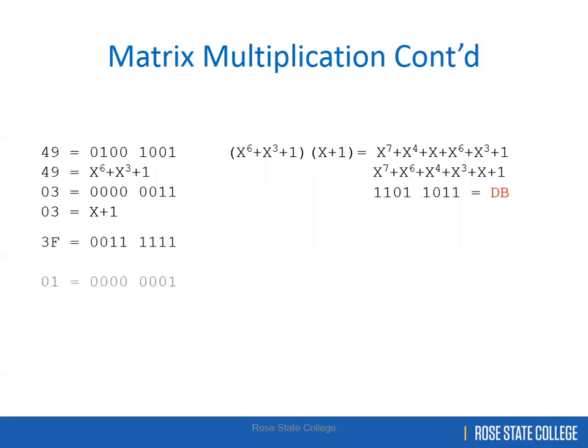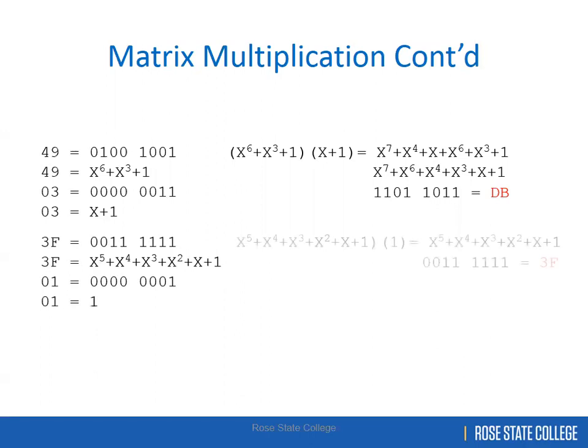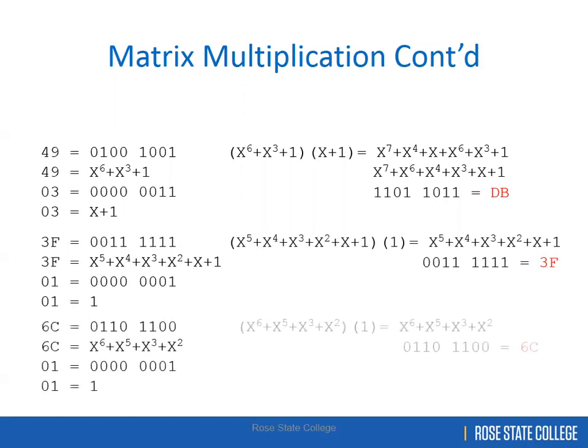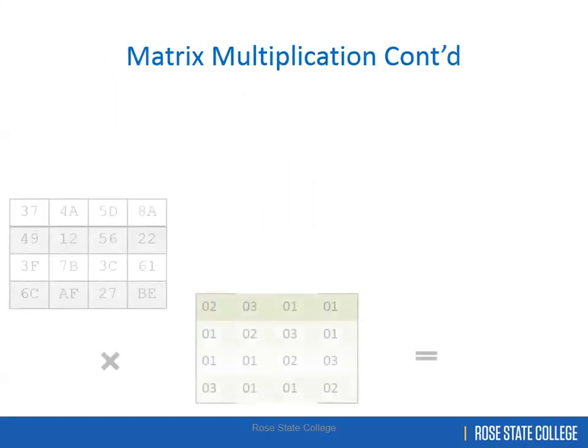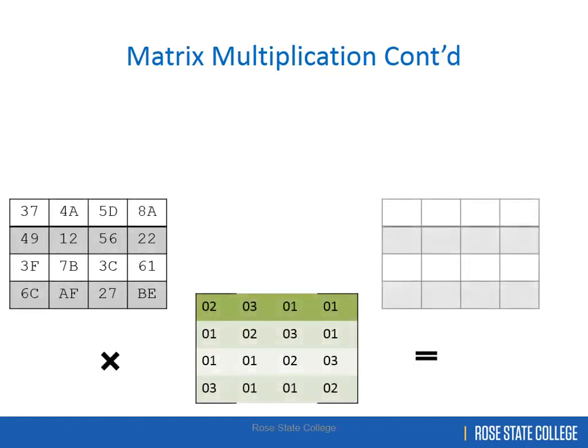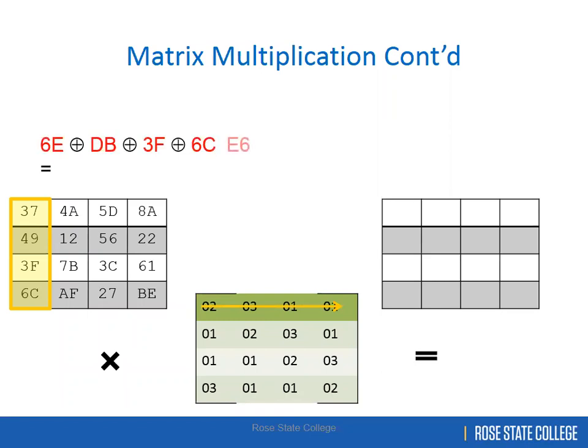Then 3F times 1. Obviously, any number times 1 is what? Itself. So 3F times 1 is 3F. So there's no sense in doing that one. Okay? Which I did anyway, but you're not. And 6C times 1. Then you take those values. Remember, all those times those gives you that first column. There we go. 6E, XOR DB, XOR 3F, XOR 6E, XOR E6 gives us all those. So, yeah, that was the answer to it.